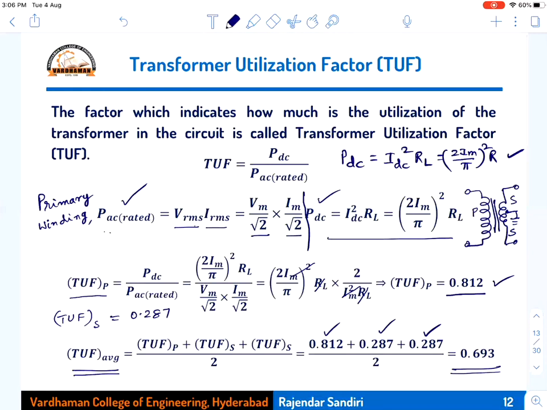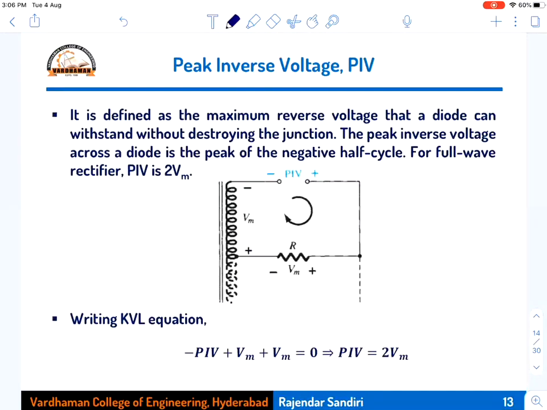So now you got it as 0.693. Now this is a little high compared with the half wave rectifier. So which is preferred, full wave rectifier or half wave rectifier, with respect to transformer utilization factor? Full wave rectifier is preferred because its value is higher than the half wave rectifier. So 0.693 is the transformer utilization factor for the full wave rectifier. Very, very important.